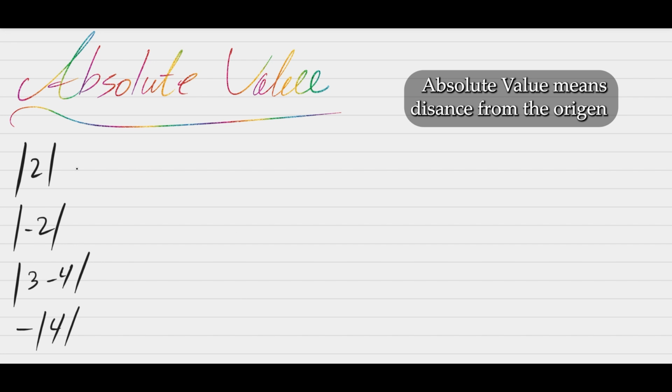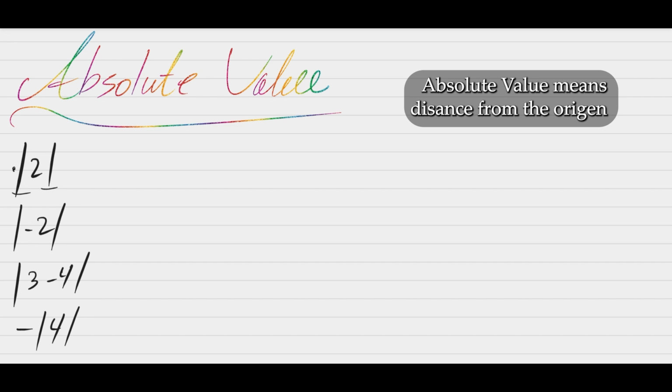So I've got some examples here of the absolute value of different expressions. This first example is the absolute value of 2. These two lines are called absolute value brackets or absolute value bars. What this tells us is that we are taking the absolute value of whatever is inside them. In this case, the absolute value of 2.